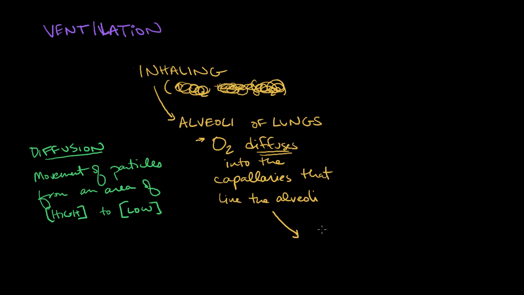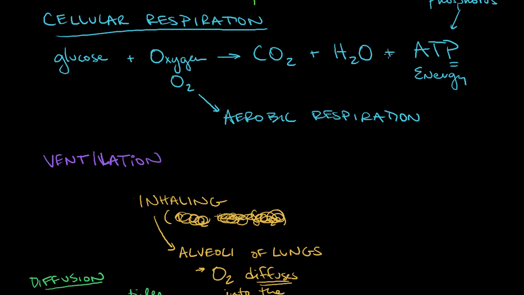There, again, the oxygen diffuses from the blood into the cells of your body, from where there's high oxygen concentration to low oxygen concentration, and finds its way to the mitochondria, where it's used for aerobic cellular respiration. And that aerobic cellular respiration is this equation right here.